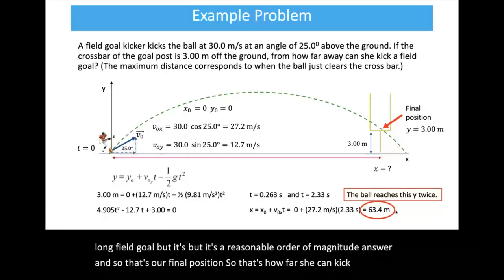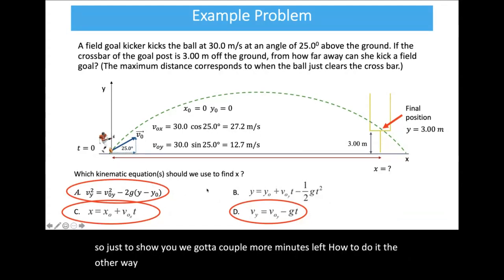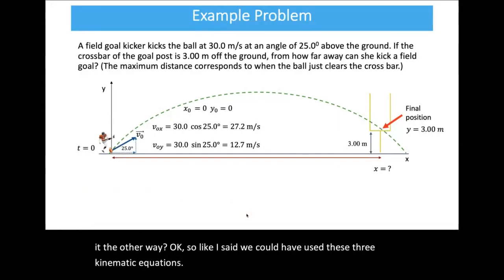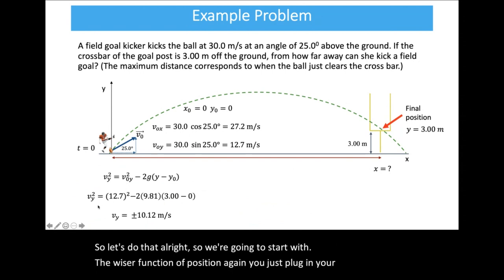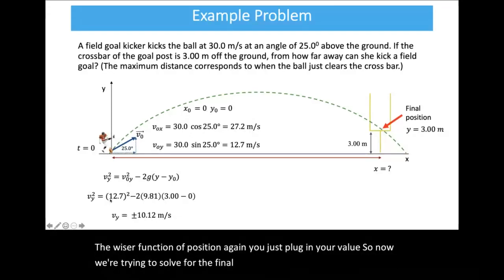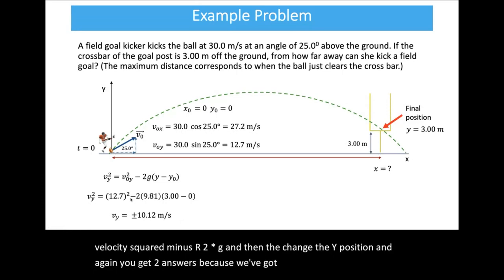All right, so just to show you, we got a couple more minutes left, how to do it the other way. Like I said, we could have used these 3 kinematic equations instead. So let's do that. We're going to start with the y as a function of position. Again, you just plug in your values. So now we're trying to solve for the final y velocity. We plug in our initial y velocity squared minus 2 times g, and then the change in the y position. And again, you get 2 answers, plus or minus, because we've got the vy squared.